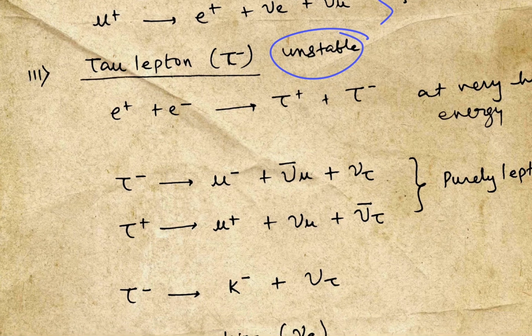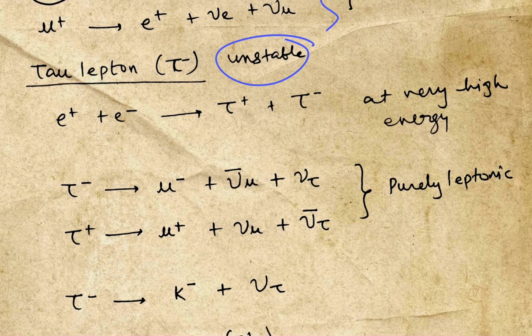Now we have the third lepton, the tau lepton. You combine two electrons, one with positive and one with negative charge, to form tau plus and tau minus, and it happens at very high energy. When the electron and positron are accelerated to very high energy and you collide them, there will be a chance that you find the tau lepton. That is what they are doing at CERN or the LHC, whatever you call it.